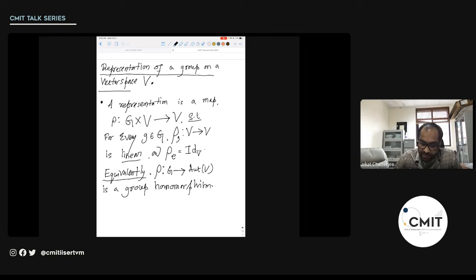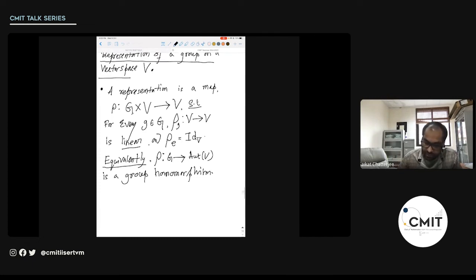for every g, so this notation is clear, right? What I mean is, if you keep a fixed element small g in G, that will give you a map from V to V. So this is a map from G cross V to V. If you keep one element fixed, that will give you a map from V to V. That should be linear, and rho of e should be the identity map on the vector space V. Equivalently, one can write this more elegantly: a representation is a group homomorphism from G to the automorphism group of V.